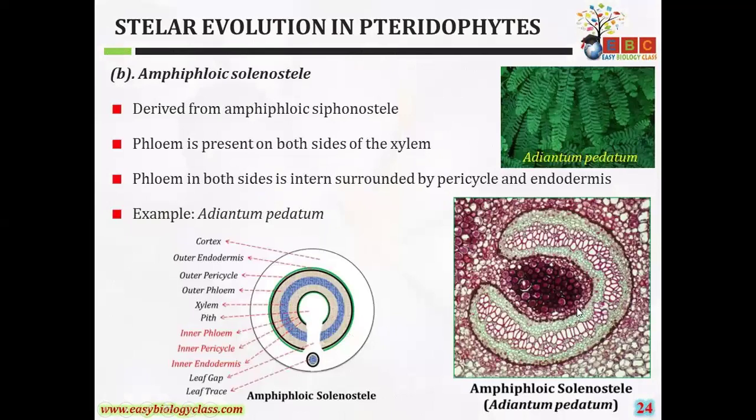Amphiphloic. So you can see here, this is a gap. This is a leaf gap you can see here. So this is the central pith region, and this is the xylem, and on both the sides we can see the presence of the phloem, surrounded by the pericycle and the endodermis. An example here is Adiantum.